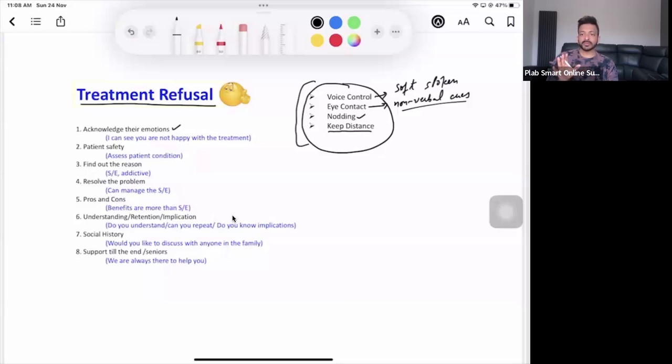See, the patient is refusing the treatment. Yes, it is the patient's right. If they want, they can definitely refuse the treatment. It is the patient's autonomy. We have to respect the decision of the patient regarding their treatment.